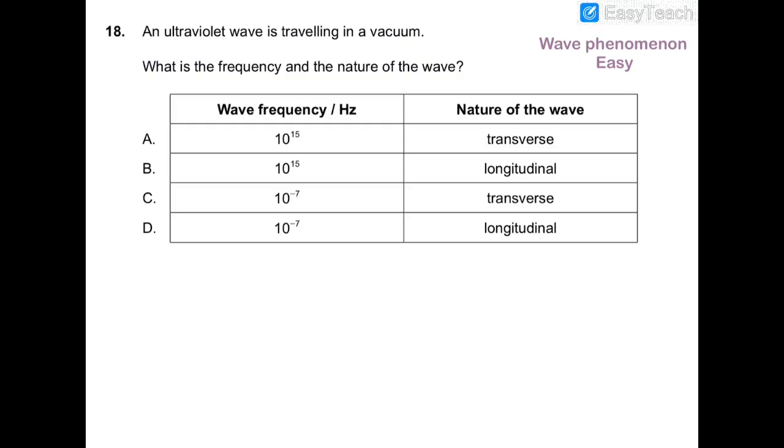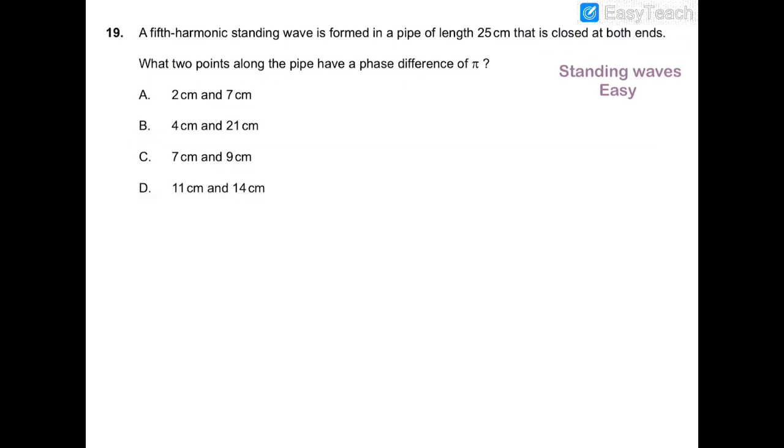In this question, an ultraviolet wave is traveling through the vacuum. What is the frequency and nature of the wave? See, first of all, we know that ultraviolet wave is of very high frequency. So frequency could be from 10 to the power 15, these two options. And obviously ultraviolet wave is an electromagnetic wave, so its nature would be transverse. So the correct answer would be A. Now let's move on to the next question.